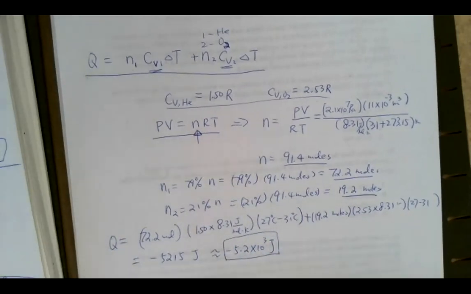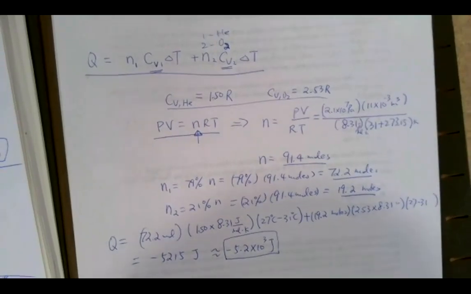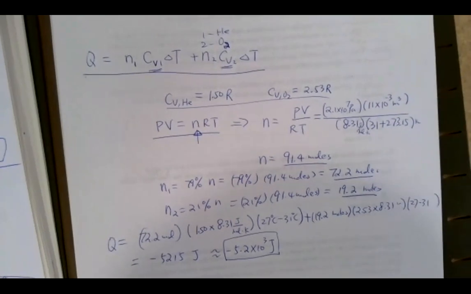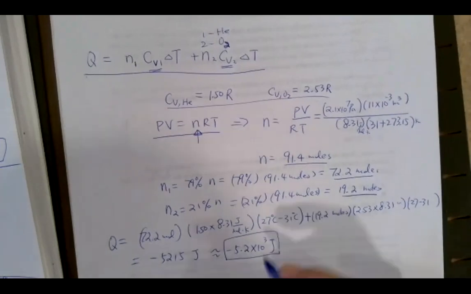So the negative sign means the heat is being removed from the gas. So your answer should be just the 5.2 times 10 to the third joules. That's how much heat is being removed.